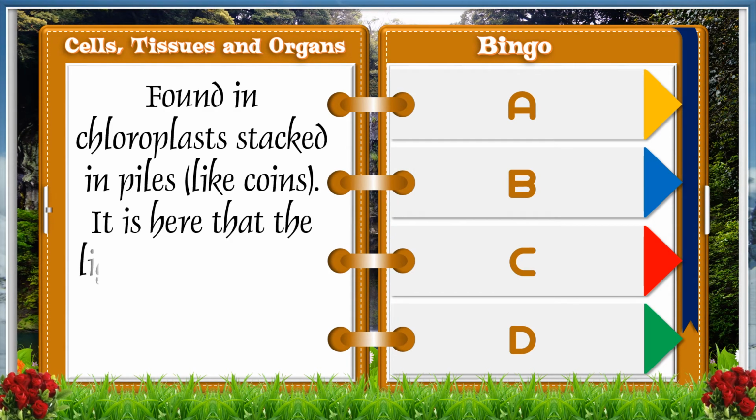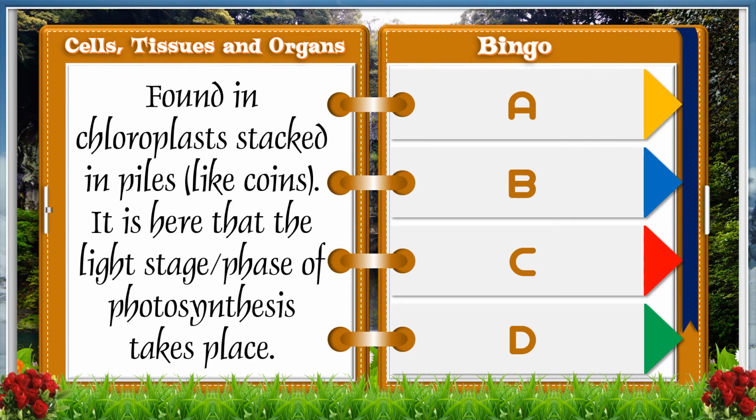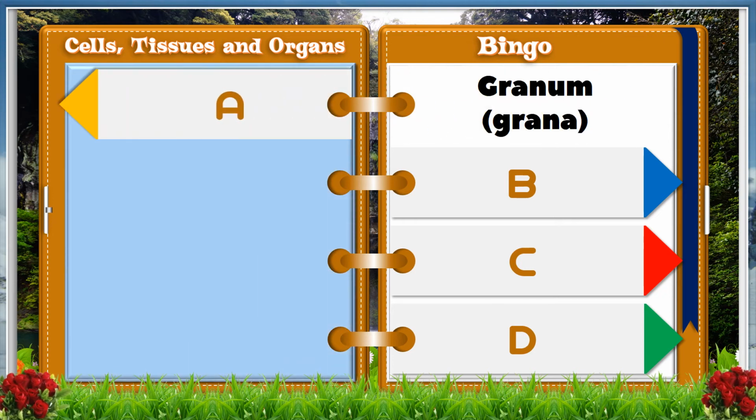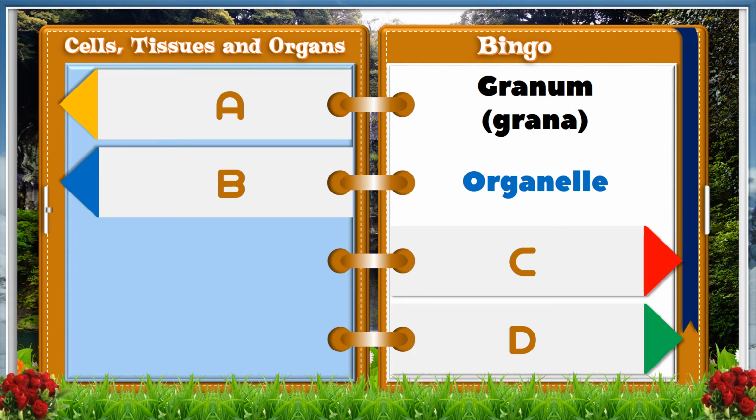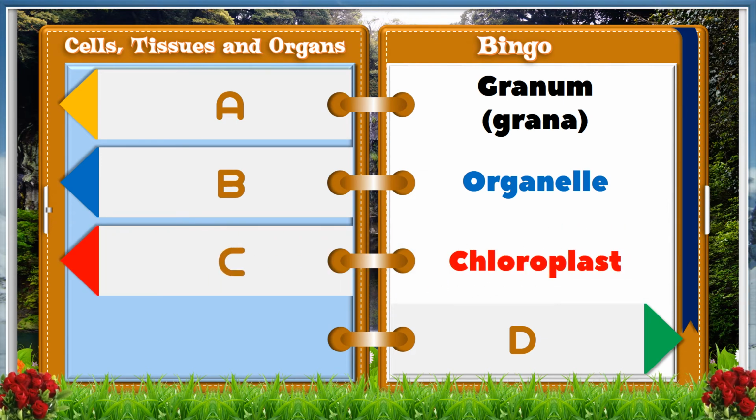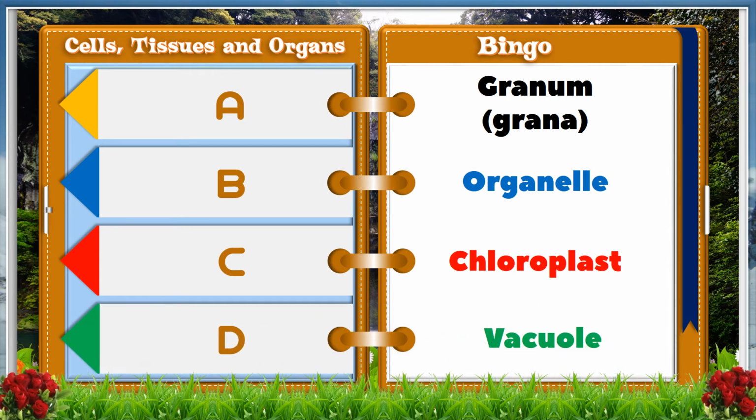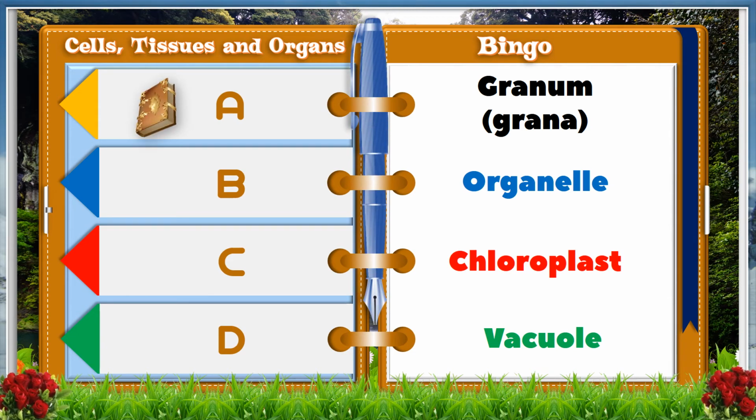Found in chloroplasts, stacked in piles like coins. It is here that the light stage or phase of photosynthesis takes place. A. Granum. B. Organelle. C. Chloroplast. D. Vacuole. And the answer is A. Granum.